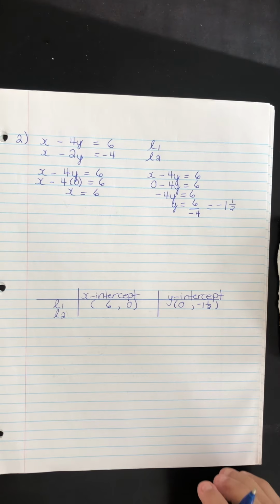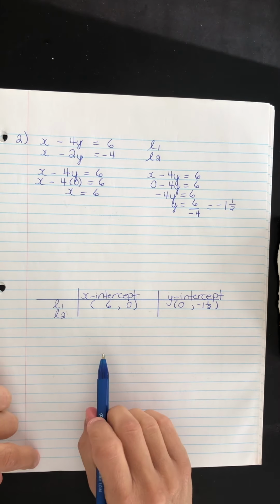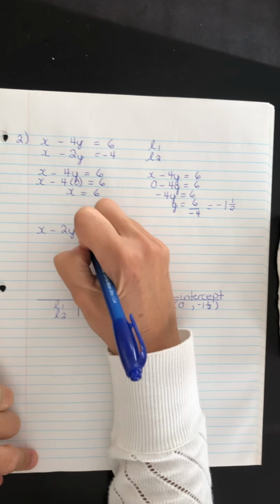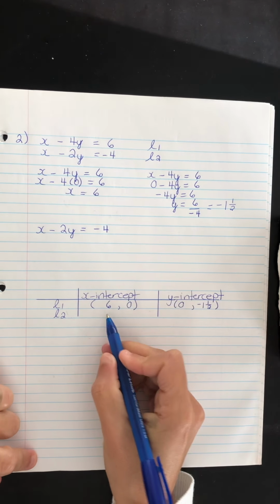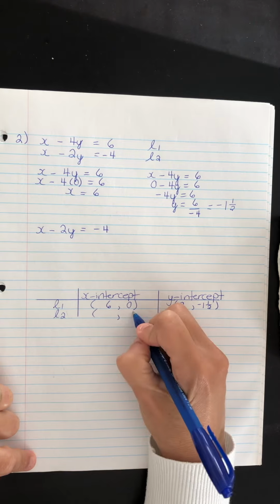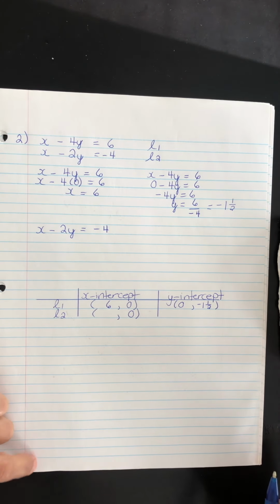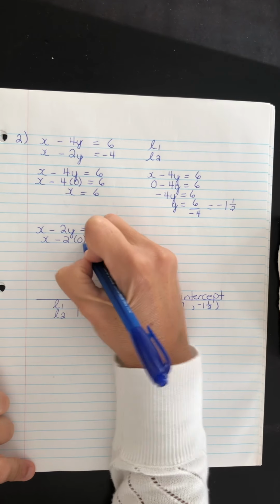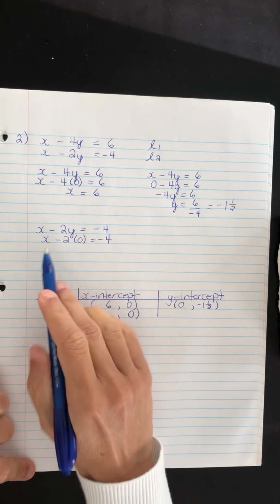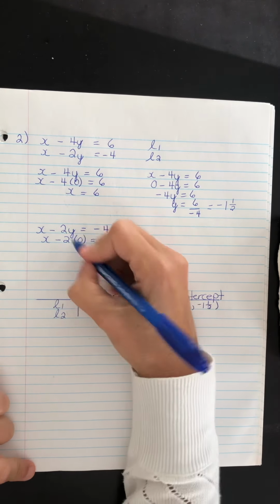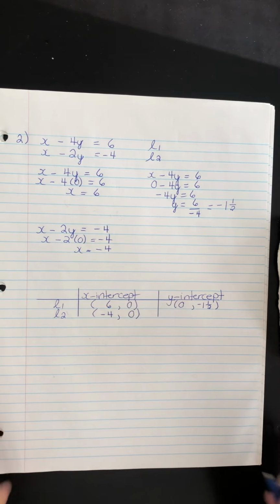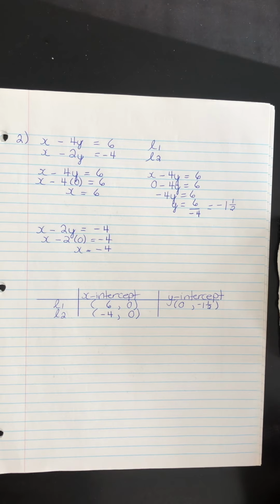Okay, and now we go on to the second straight line. So here is the second straight line equation. And we're going to do the x-intercept first. So we're going to substitute y equals 0. So that's x minus 0 is -4. So x is -4. Nice integer results here.